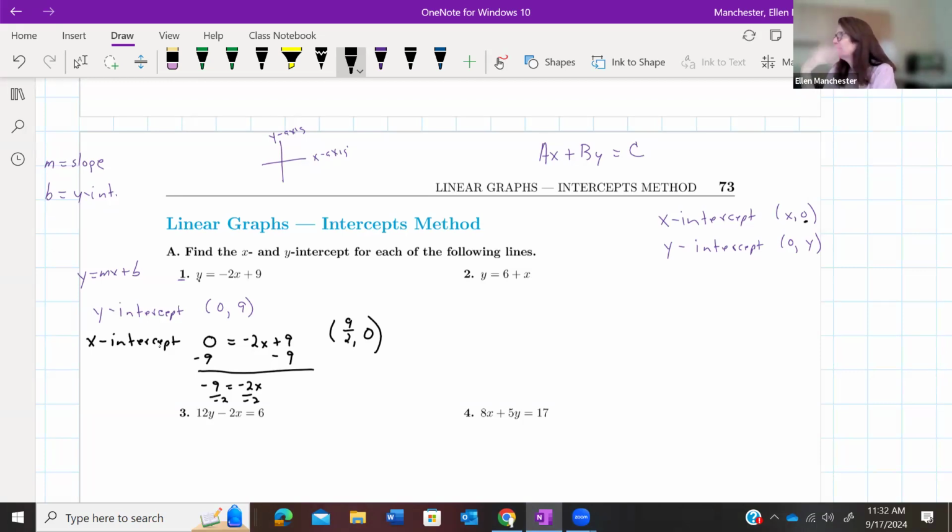And this is where, if you were to graph that, you would have to know that 9/2, you can change it to a fraction or a mixed number, is about 4 1/2. So it would be a point right in between the 4 and the 5.